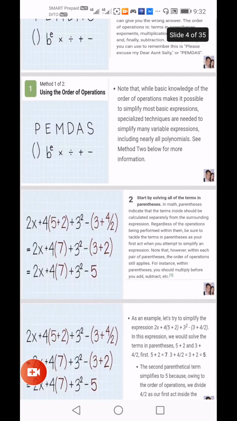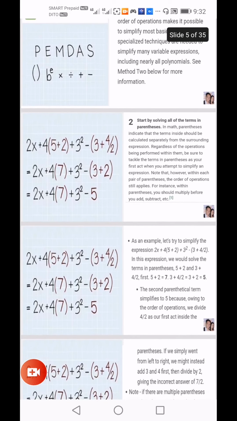Method 1: Using the order of operations. Note that while basic knowledge of the order of operations makes it possible to simplify most basic expressions, specialized techniques are needed to simplify many variable expressions, including nearly all polynomials. See Method 2 below for more information.